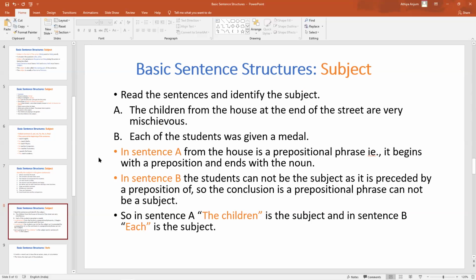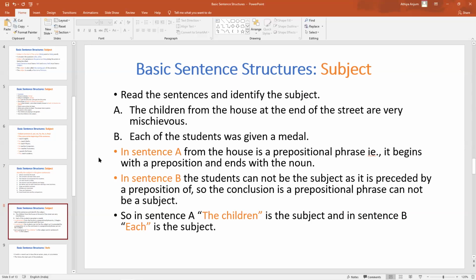Children. Again, so that way you have to read a sentence and see if it begins with a prepositional phrase, that cannot be your subject. The subject will not begin with a preposition. It will be a naming word. It will be either a noun or a pronoun.